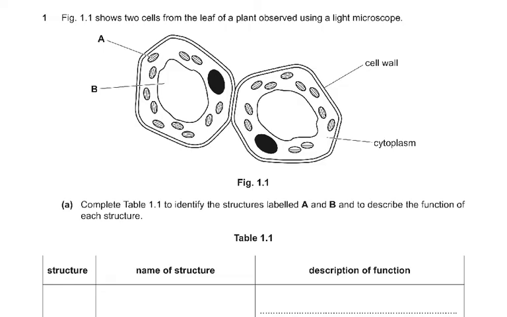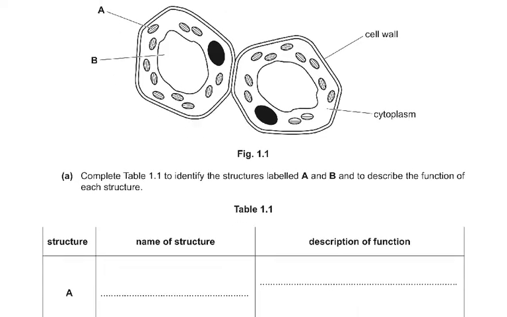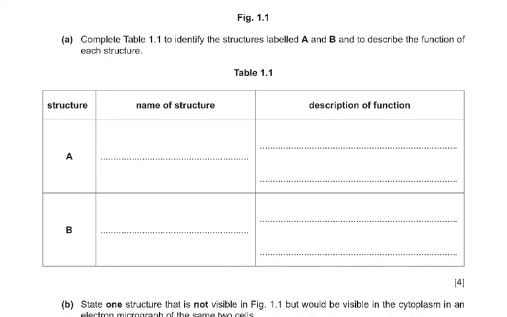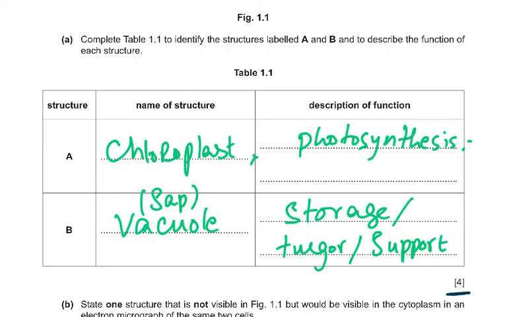And describe the function. So the function of the chloroplast is photosynthesis, or you could have said makes glucose, or you could have said makes starch. And B, the sap vacuole, that is basically for storage, or you can even say turgor, or you can even say support. So any of those words would have been acceptable for me to give you the 4 marks. There are 4 marks, so that means there's 1 mark for the naming and 1 mark for the function here. So this is how the 4 marks would be given. Everybody must know that.